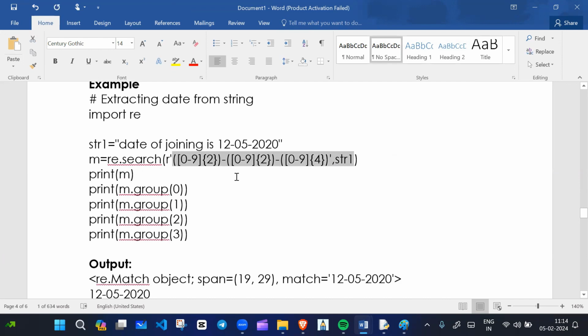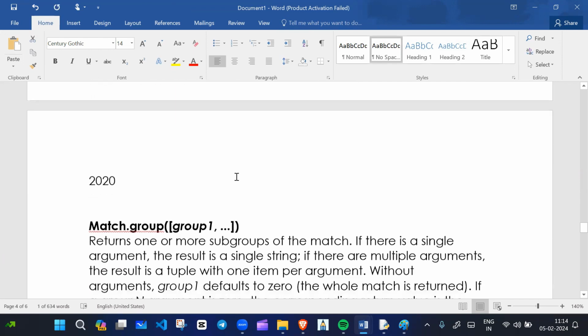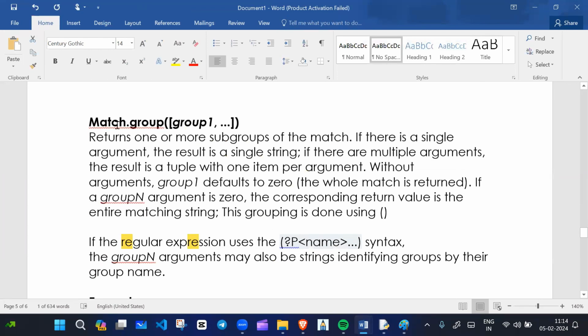We can create the pattern. And then after that we have match group. So what's the meaning of match group?